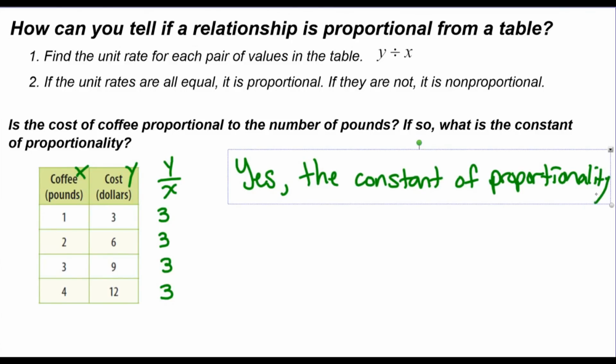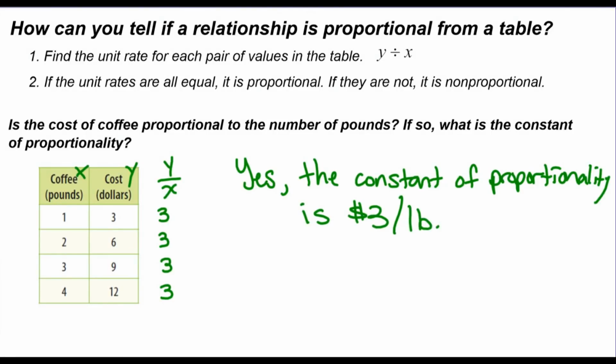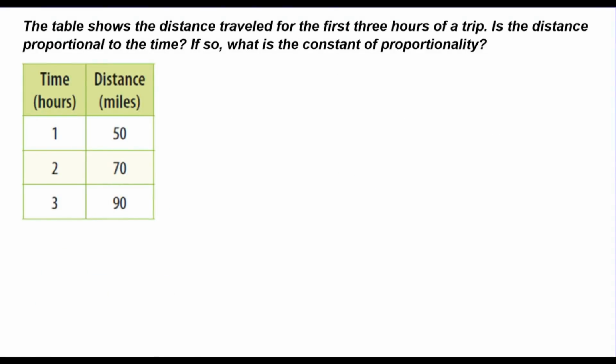That is a long word. Constant of proportionality is $3 per pound, because that is going to be a unit rate. Your constant of proportionality is going to be a unit rate. $3 per pound. It's always $3 per pound no matter how many pounds of coffee we purchase. So yes, this is a proportional relationship.